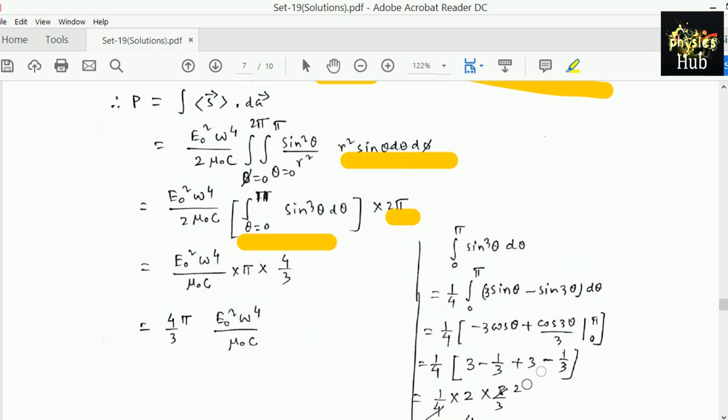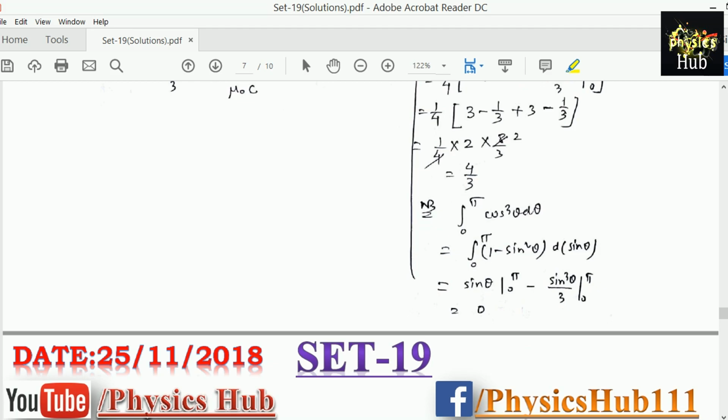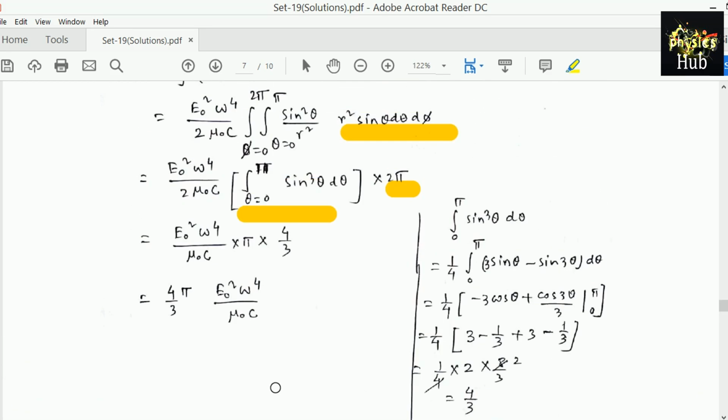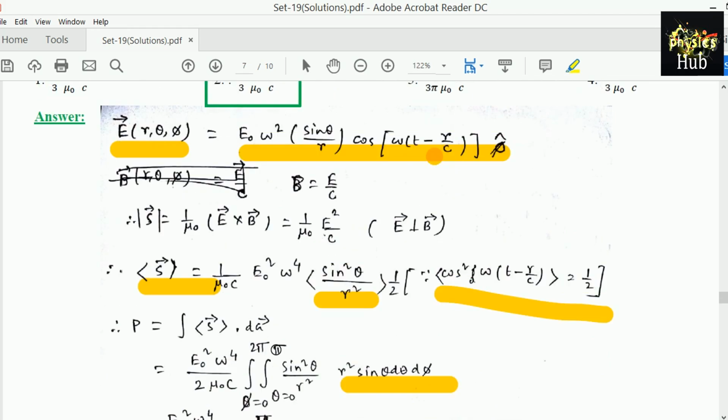So only this thing we are requiring here, where you don't require this. Still I have shown you. You can check it out. So it will produce 4/3 pi E naught square omega to the 4 by mu naught C. So it is matching with option 2.